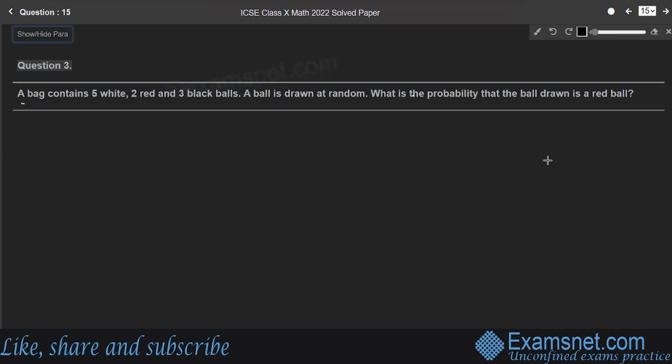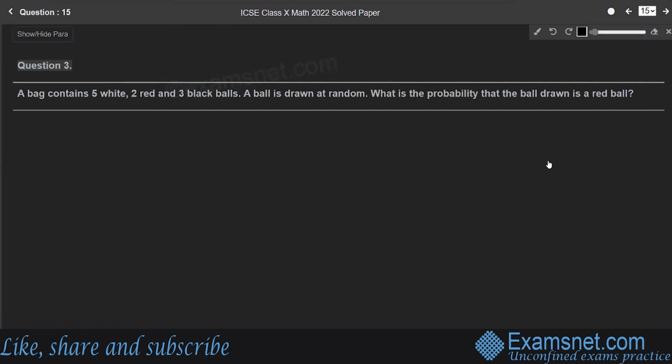Question 15. A bag contains 5 white, 2 red and 3 black balls. A ball is drawn at random. What is the probability that the ball drawn is a red ball? Right? So there are 2 red balls. Here favorable outcomes are 2. And the total number of outcomes is nothing but the total number of balls. So 5 plus 2 plus 3, which is 10. So out of 10 balls, 2 balls are favorable outcomes. That means 2 balls are red balls. Therefore, the probability is 2 by 10 or 1 by 5.